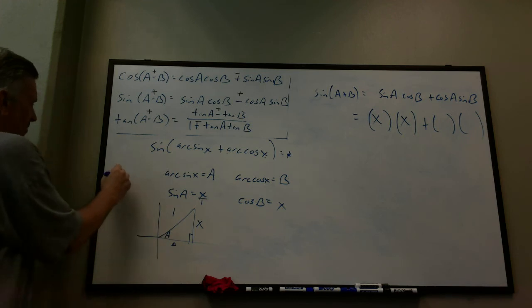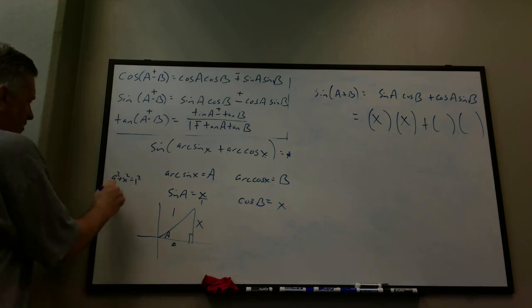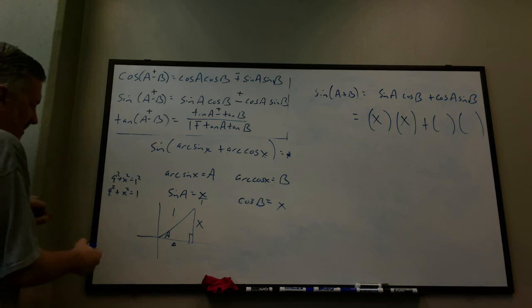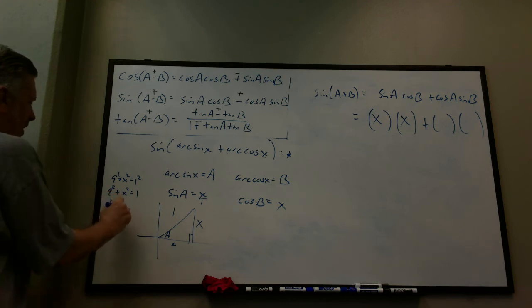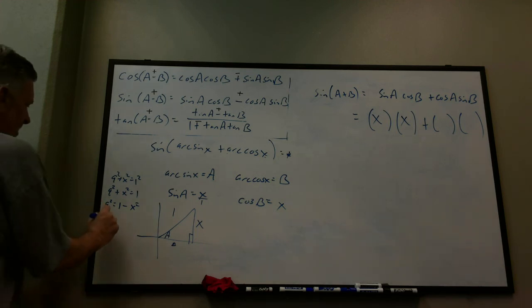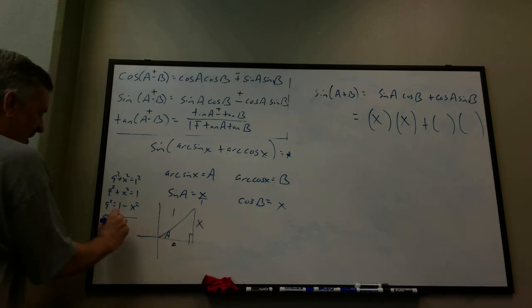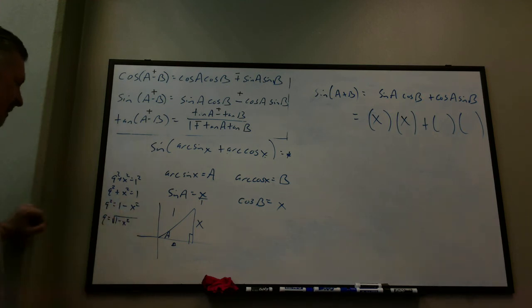So q squared plus x squared is 1 squared. That's Pythagorean theorem. So q squared plus x squared is 1. Q squared is 1 minus x squared. Subtract x squared from both sides. So when you introduce the square root, q should be plus or minus the square root. But if I assume we're in the first quadrant, notice q is positive. It's the square root of 1 minus x squared. Now you cannot simplify.